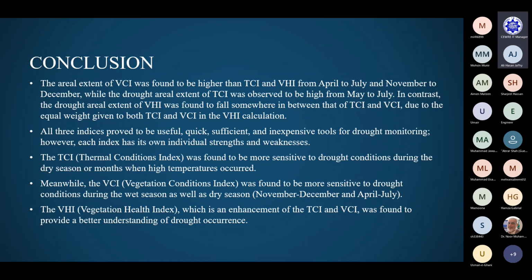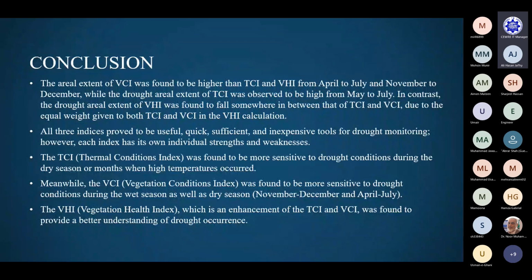All three indices proved to be useful, quick, sufficient, and inexpensive tools for drought monitoring. However, each index has its own individual strengths and weaknesses. TCI was found to be more sensitive to drought conditions during the dry season or month when high temperature occurred.